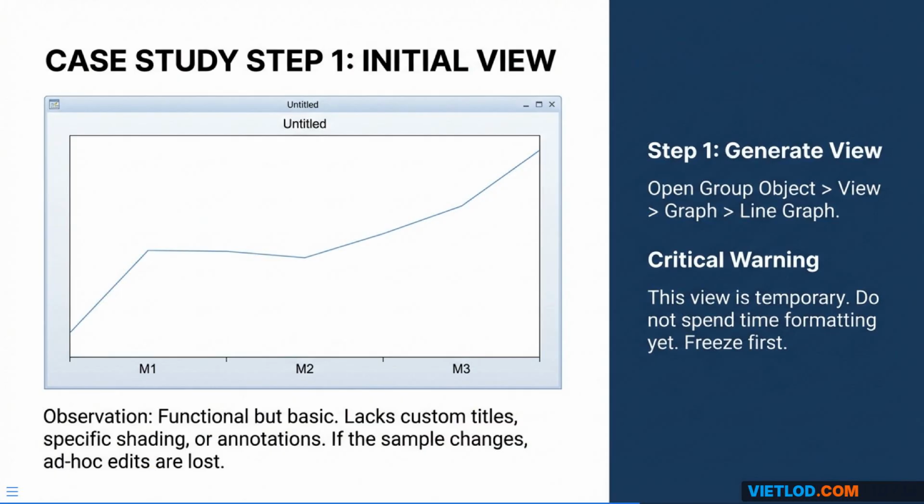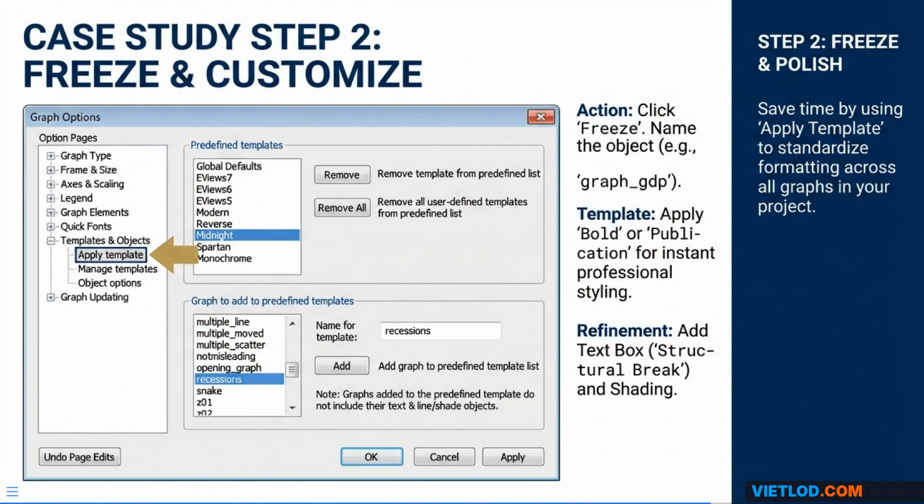Our case study begins by generating a standard view. We open a group object containing our series of interest, and then select View, Graph, Line Graph. The result is a functional but very basic line chart. It lacks a descriptive title, custom colors, or any annotations that would help tell a story. The critical warning here is to resist the urge to start formatting at this stage. Remember, this is a temporary view. Any edits made now will be lost if the sample changes. The first and only action should be to freeze it.